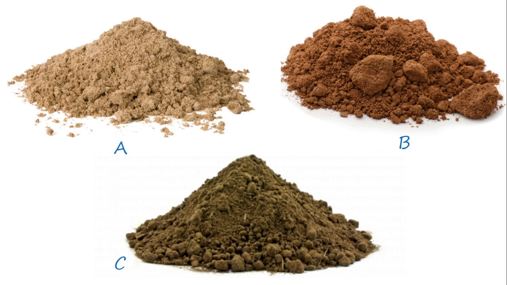Now we are going to look at the types of soil. Let's identify the types of soil. We have three types of soil here, labeled A, B, and C. What is soil A? Yes, chat. All right, very good. So soil A is the sandy soil. And how is the texture of sand soil? Let me know in the comment section.